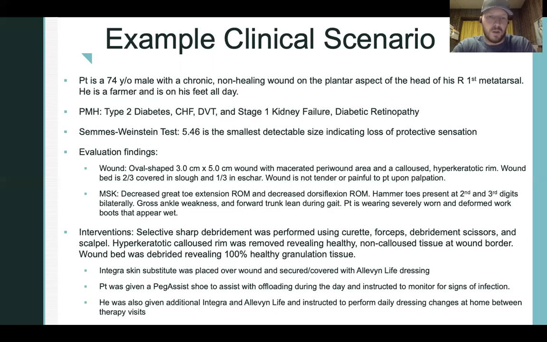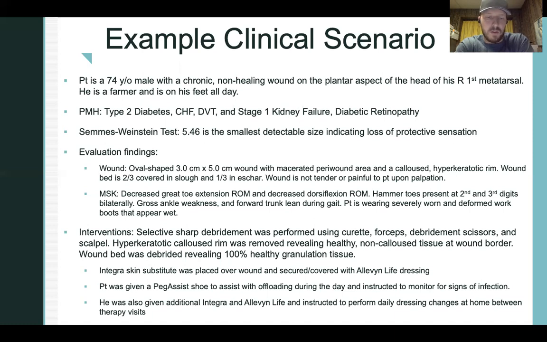As far as musculoskeletal goes, he had decreased great toe extension range of motion and decreased dorsiflexion range of motion. He had hammer toes present at the second and third digits bilaterally. Overall ankle weakness, a bit of a forward trunk lean during gait, not necessarily antalgic, but just a general lower extremity weakness gait pattern. And he was wearing severely worn and deformed work boots that appeared wet. So his feet were not in the proper condition for wound healing, and his boots didn't fit him very well either. So we addressed that with him and instructed him to get better fitting shoes or boots or stuff that would help him kind of offload some of his pressure points.